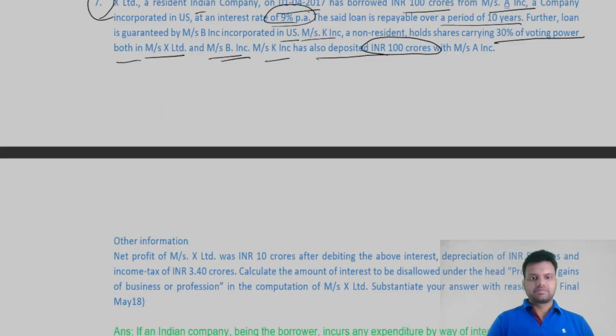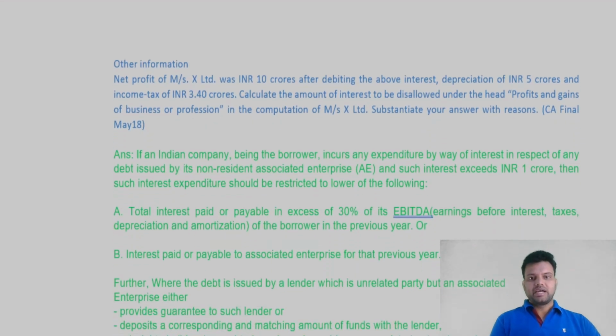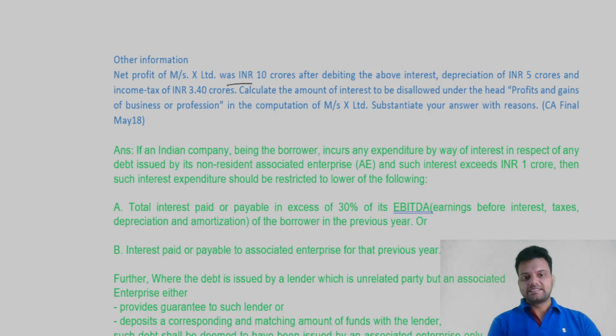Under other information, net profit of Excel Limited is 10 crores after debiting interest, depreciation of 5 crores and income tax of 3.4 crores. Why are they giving this information? Because you need to calculate the EBITDA, that is earnings before interest, tax, depreciation and amortization, right? For that they have given this information.